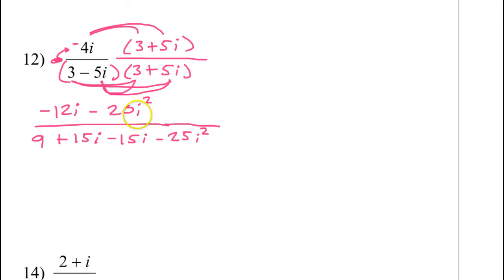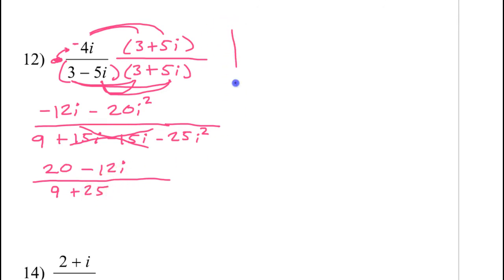Okay, now remembering that i squared is negative 1. Because i squared is negative 1, I have negative 20 times negative 1, that is positive 20. Now I'm going to go ahead and put that first, and then I will simply bring down my negative 12i. That's my numerator. In the denominator, I see I have this positive 15i and this negative 15i. They cancel out. So I have 9, and negative 25 times negative 1 is positive 25. Okay, so that is going to give me 20 minus 12i over 34.